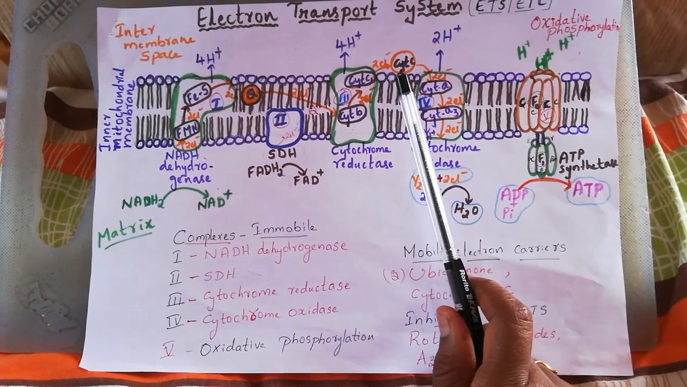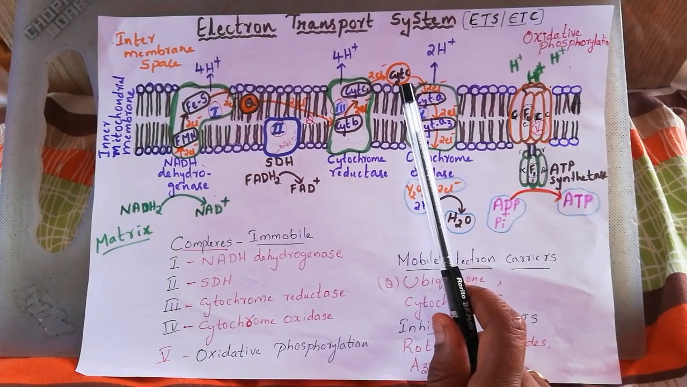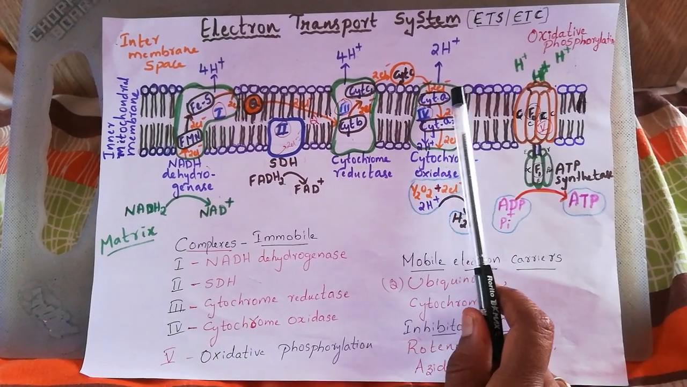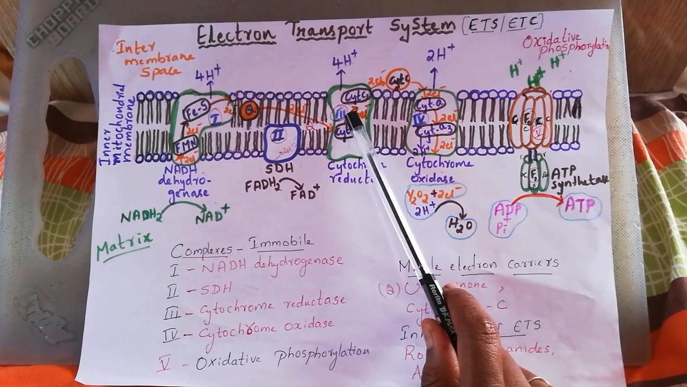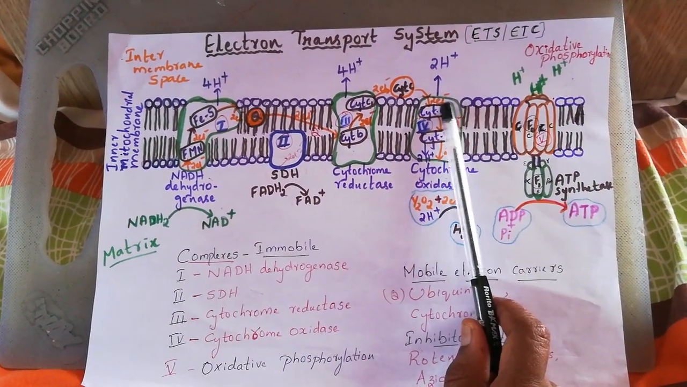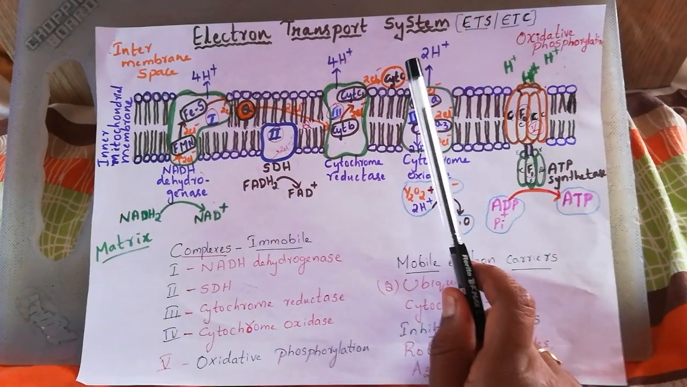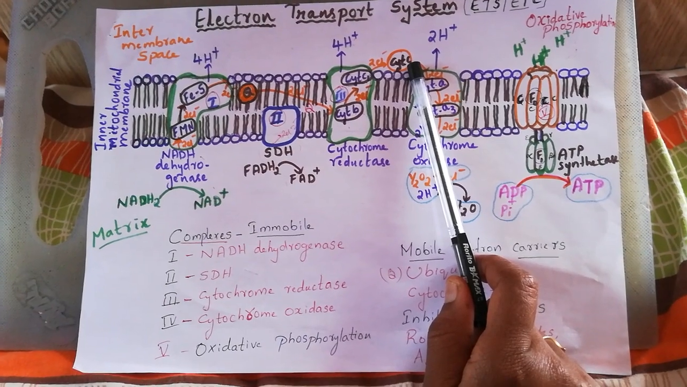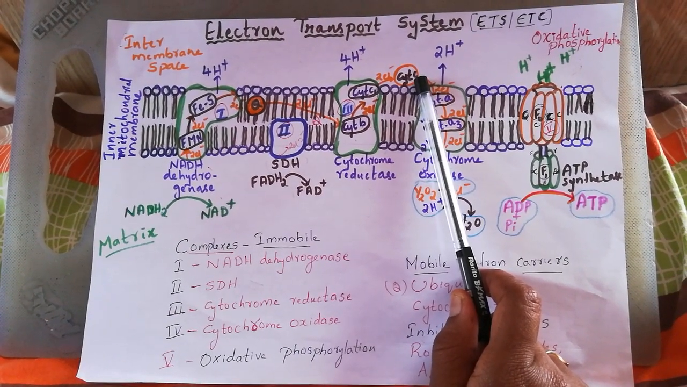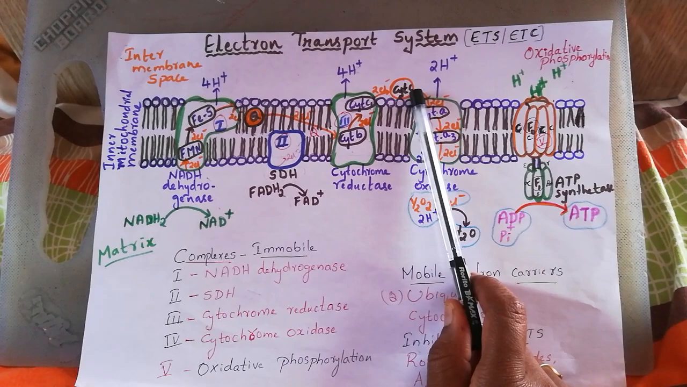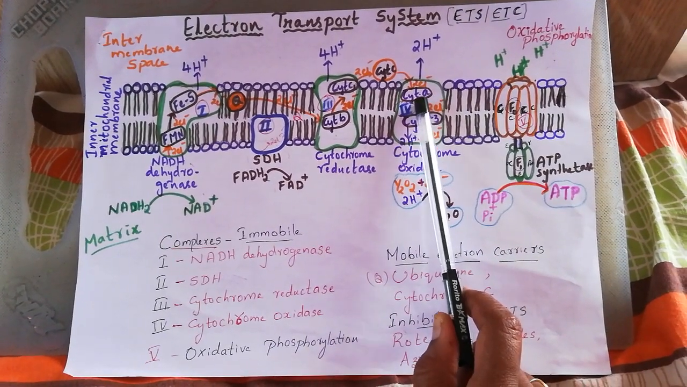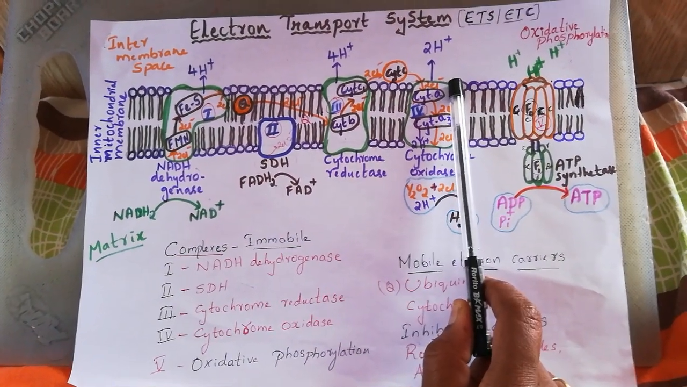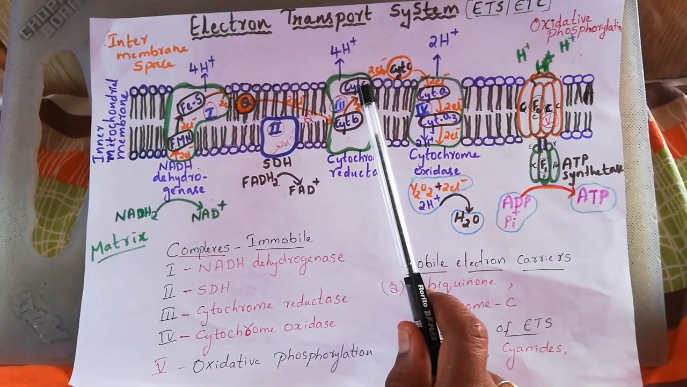Next one, cytochrome C. This is also a mobile electron carrier, which is present between the third complex and the fourth complex, and carries electrons from the third to the fourth complex. Cytochrome C is the only water soluble protein, which can even move in the intermembrane space. That means all the remaining ones are not water soluble.